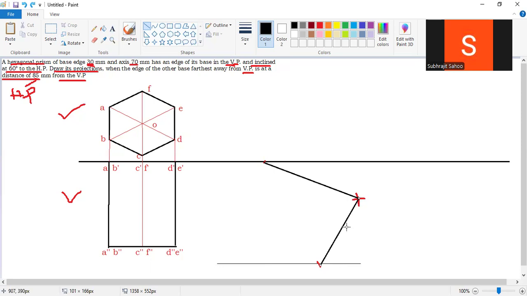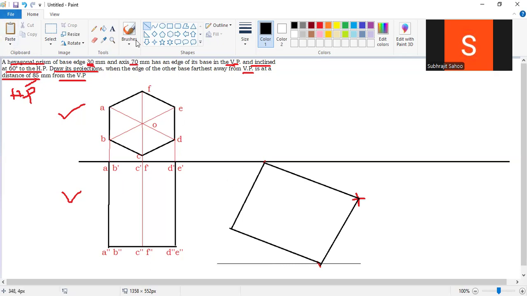Then put the drafter here, parallel. Put the drafter here parallel and shift here and draw the line here. Then set the drafter here and draw the parallel line from this point. Right? Very simple. Then what I have to do, sir?